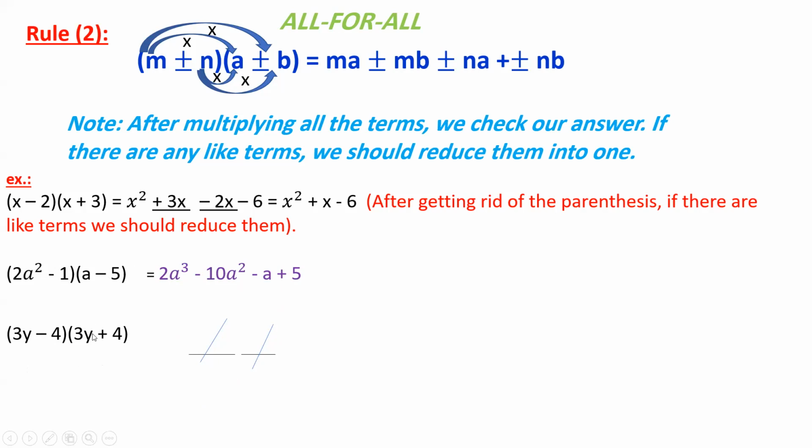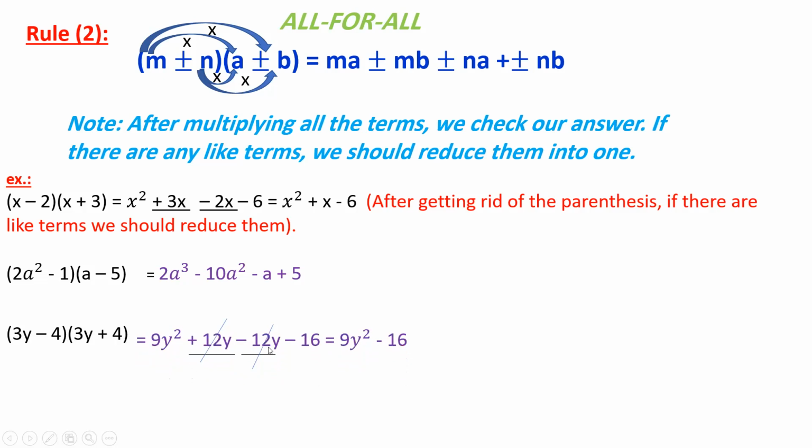Y times y is y squared. So the answer is 9y squared. 3y times positive 4, positive times positive is positive. 3 times 4 is 12, and we keep it y. Negative 4 times 3y, negative times positive is negative. 4 times 3 is 12, and we keep it y. Negative 4 times positive 4, negative times positive is negative. 4 times 4 is 16, so this is our answer.